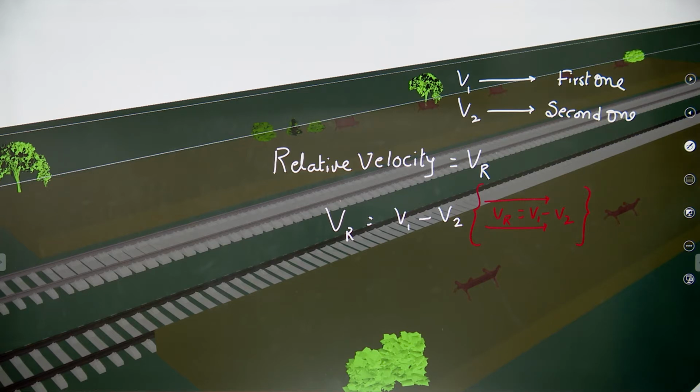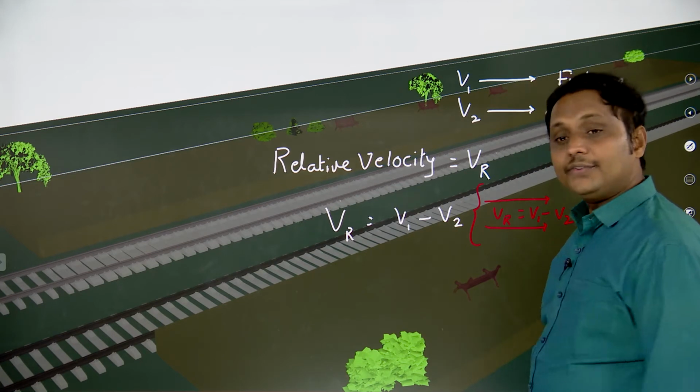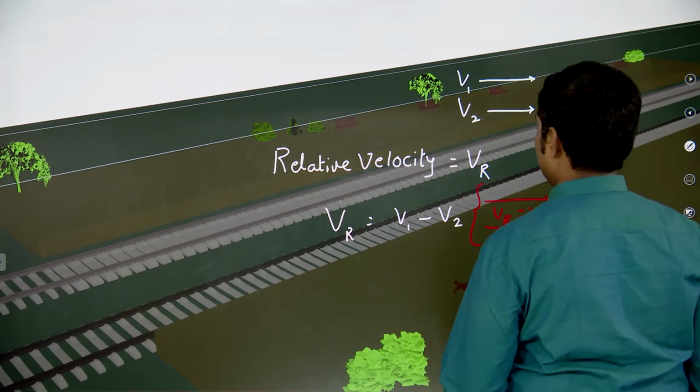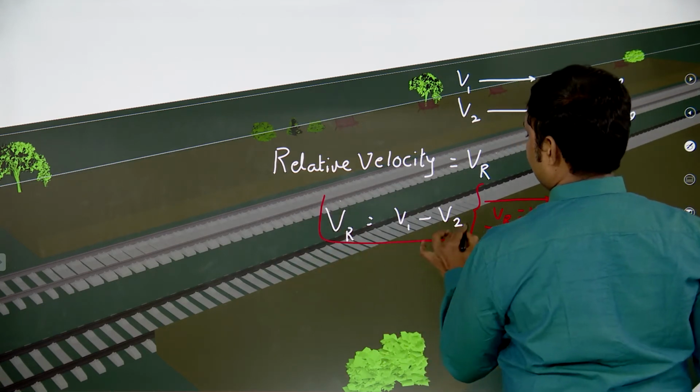Suppose the second one overtakes the first one. In that case, overtaking means it is going to move in the direction of the first one. So it is very clear both are going to be in the same direction. Okay, this is one case we would like to take.